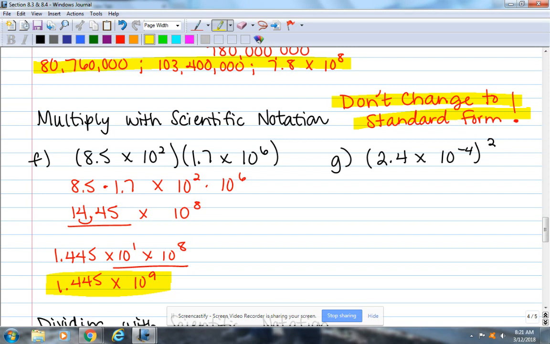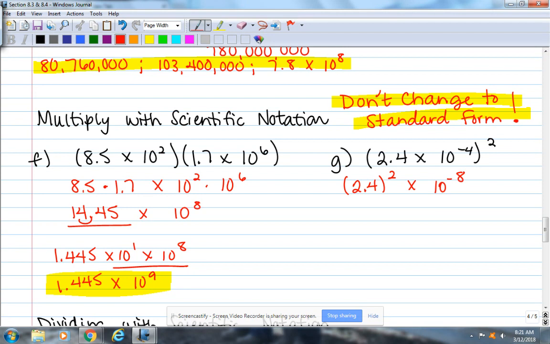All right, this one is all squared. So what do you think we're going to do? What have we been doing? We've been saying parentheses in a square. Yeah, we square everything, don't we? So we're going to square the decimal in the front and square the 10. How do I square the 10? Yeah, it's power of a power, so we multiply. So what's negative 4 times 2? Negative 8.